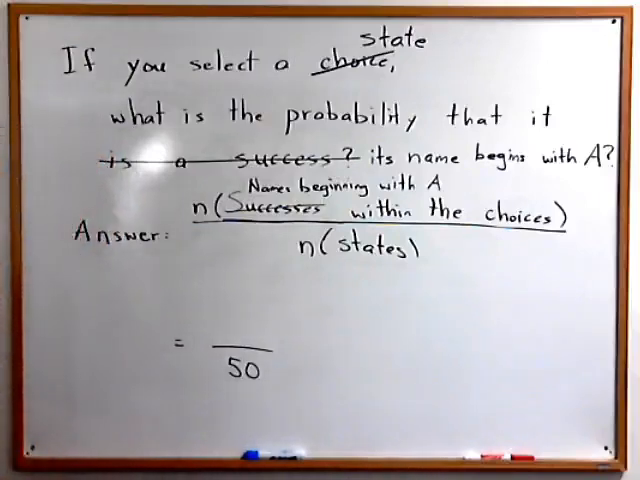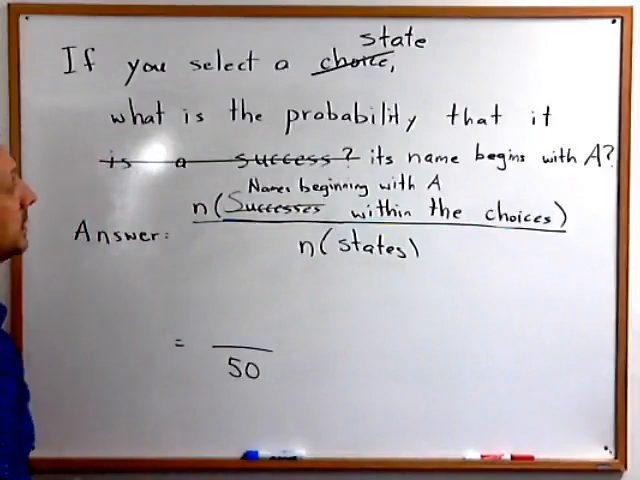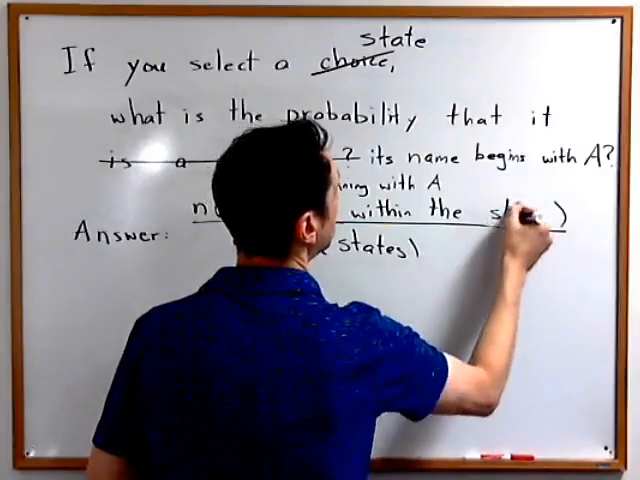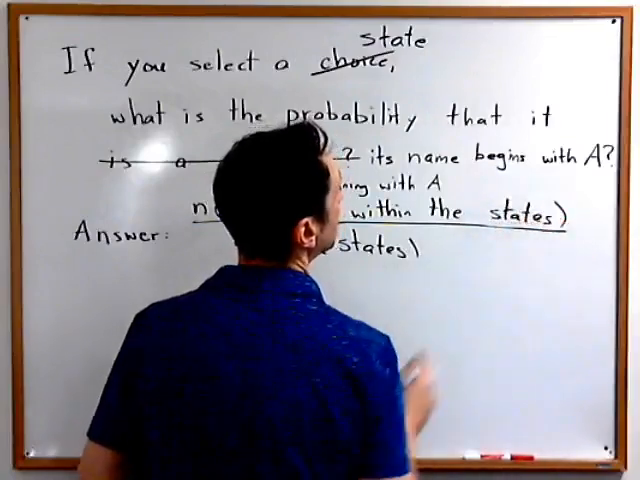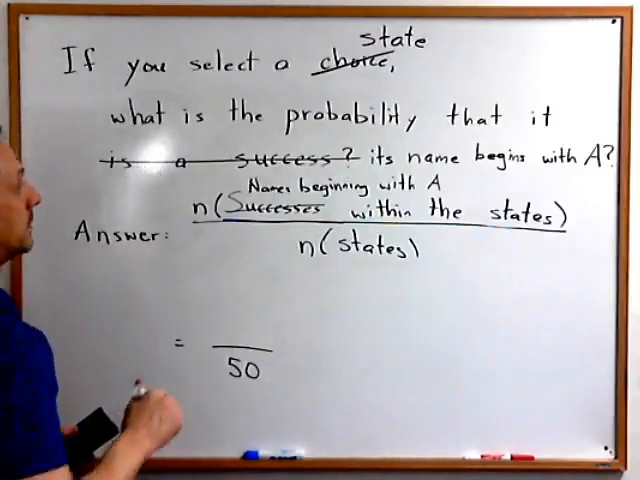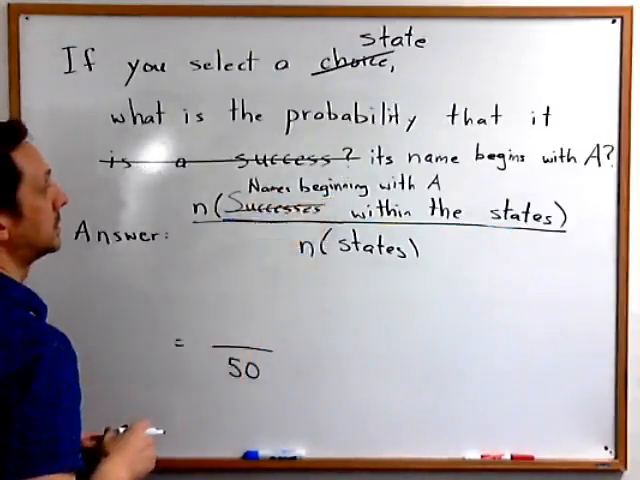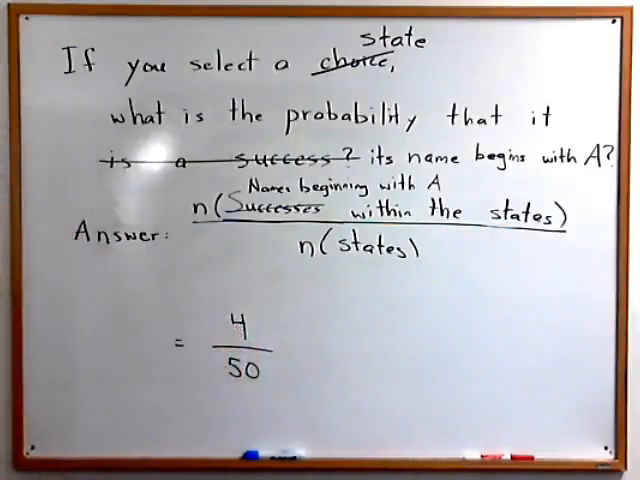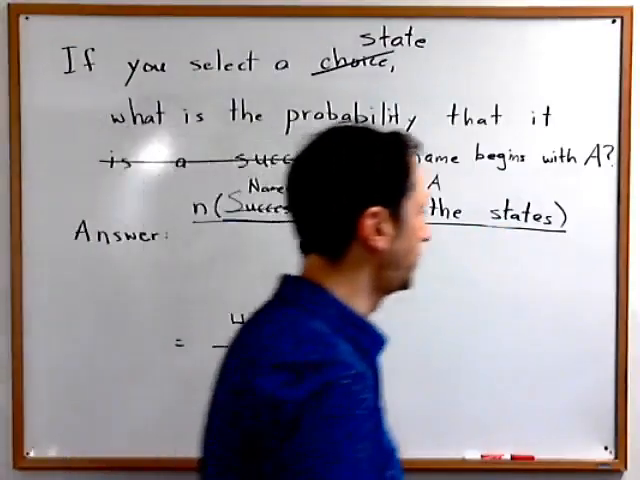But I don't want to count all the names that begin with A. I don't want to count Andrea and Alexander. I only want to count names beginning with A within the 50 states. So I'm kind of restricting my attention. I only want to be looking at names on the condition that they're names of states. That's why this is called a conditional probability. So how many states begin with A within the states? There are 4 of those: Alabama, Alaska, Arizona, and Arkansas. So the correct probability is 4 out of 50.